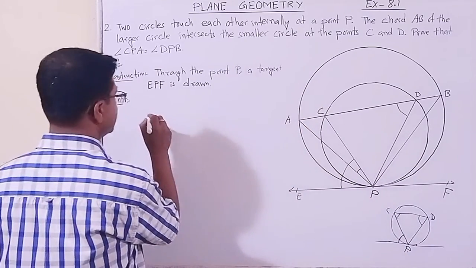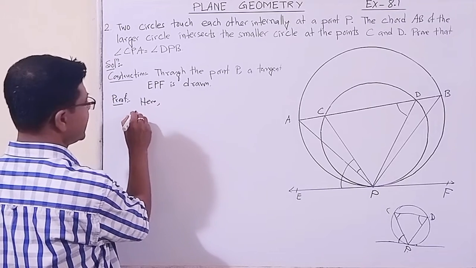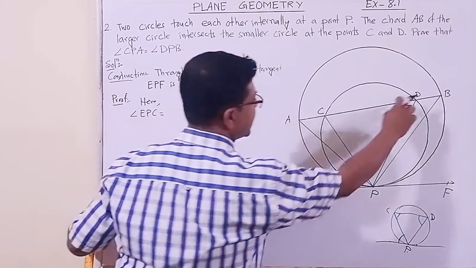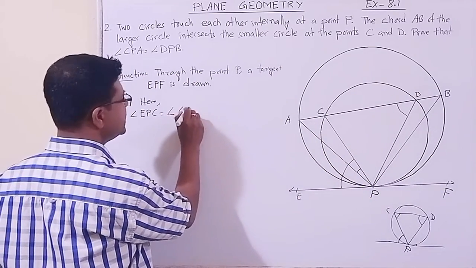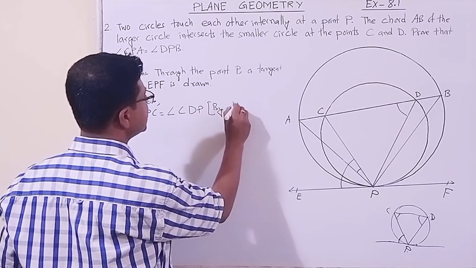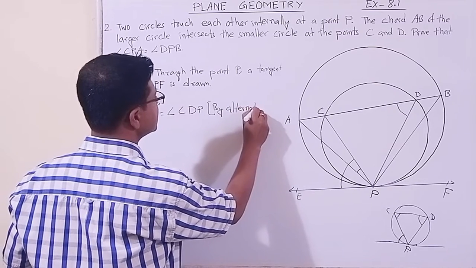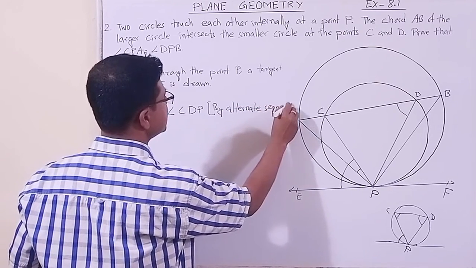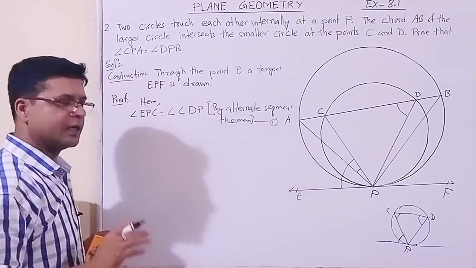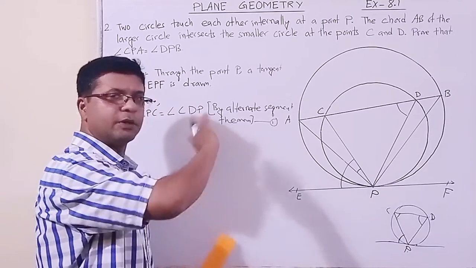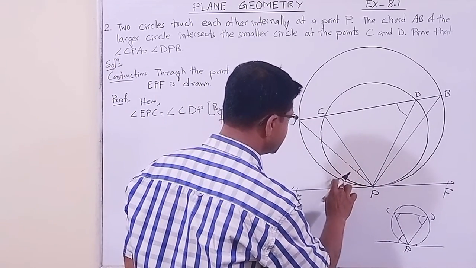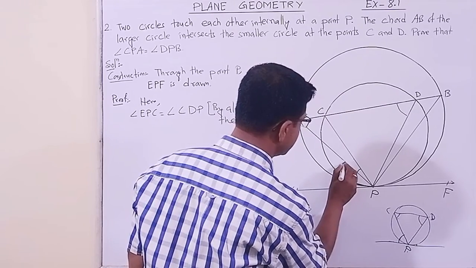Let us write. So here angle EPC equals which angle? Angle CDP. What is the reason? By alternate segment theorem. This is equation 1. Understood? For the smaller one we have done. Now let us move to the larger one. Now let us wrap this, otherwise there will be confusion.